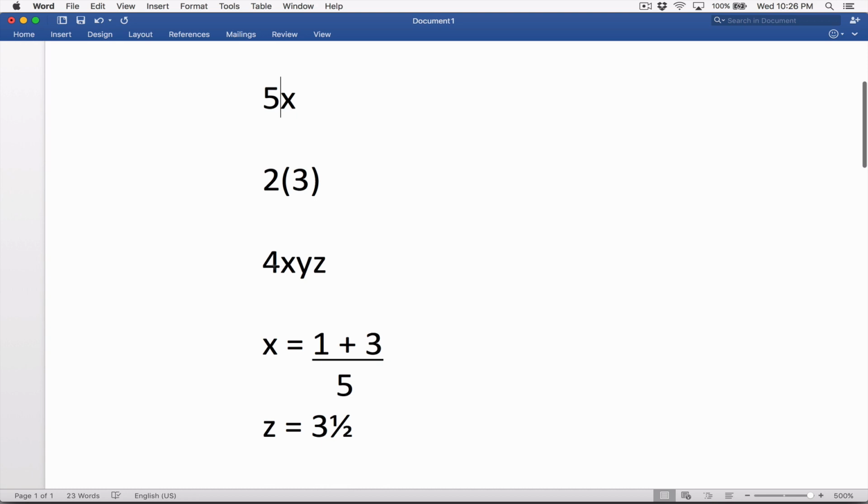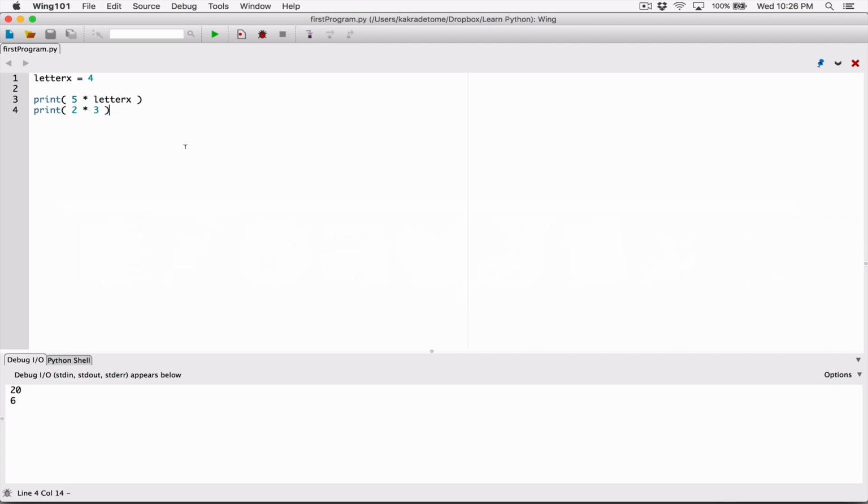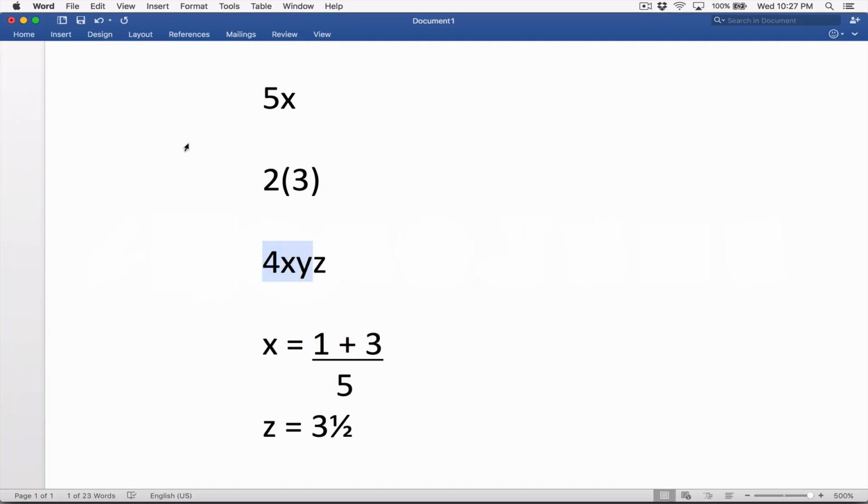4xyz. We know all these are multiplying: 4 times x times y times z. So the way we would write that in a Python program is 4 times x times y times z. We know letter x is already declared, so 4 times letter x. If we define this as x, it's basically supposed to look like this. But I don't want us to create variables with these names. They can be very hard to keep track of. So let's call it letter x, and let's multiply 4 times letter x over here. We are basically multiplying 4 times letter x times letter y and times letter z.